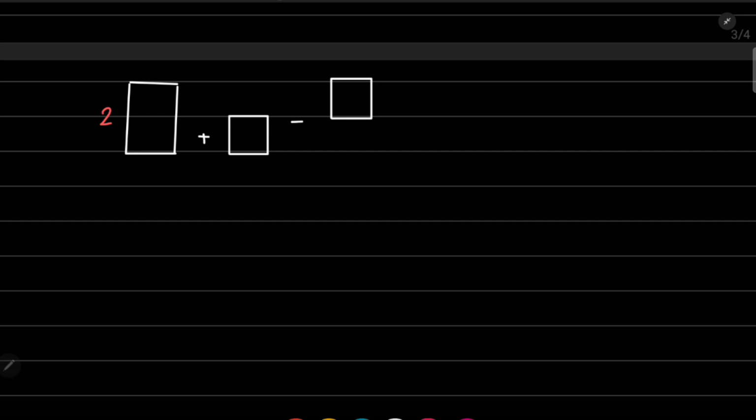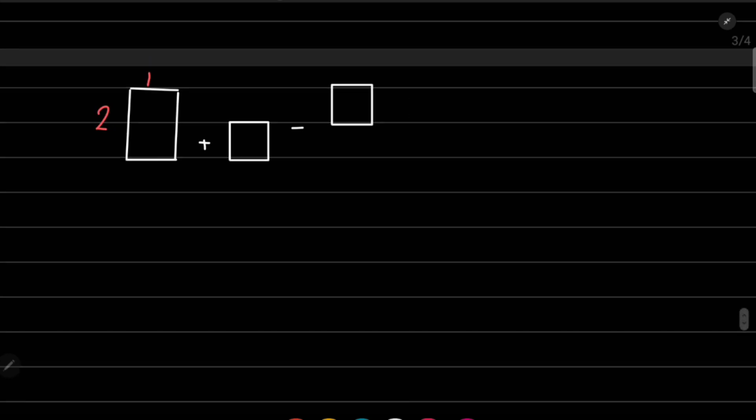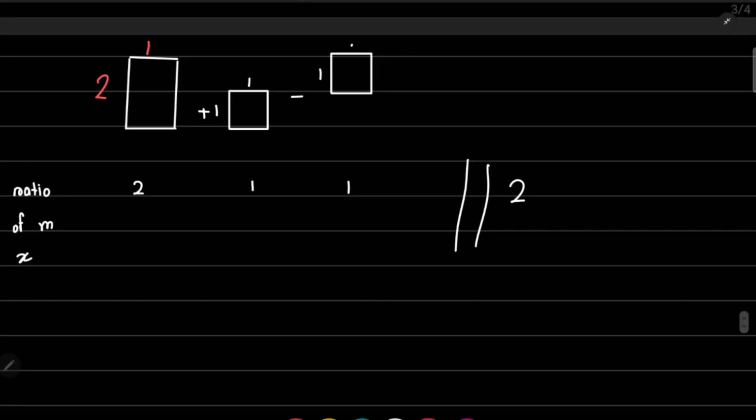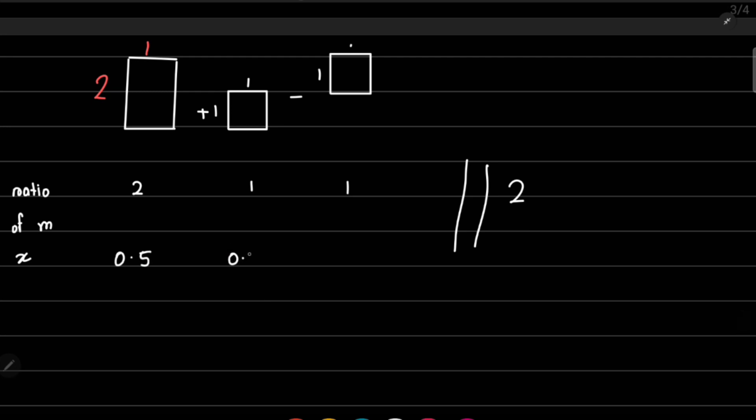So if this was 2 units by 1 unit, so this is 1, this is 1, this will be 1:1, this will be 1:1. Now if I want the ratio of masses, we'll get 2 plus 1 minus 1. The total will be 2. The x coordinate of the center of mass will be 0.5, 0.5, 0.5. That won't change.